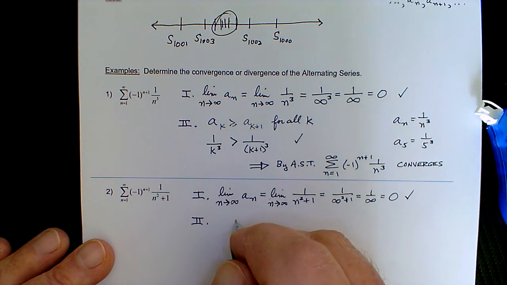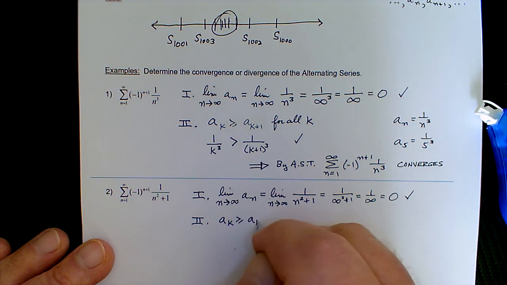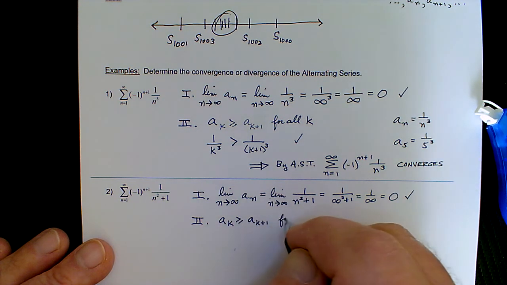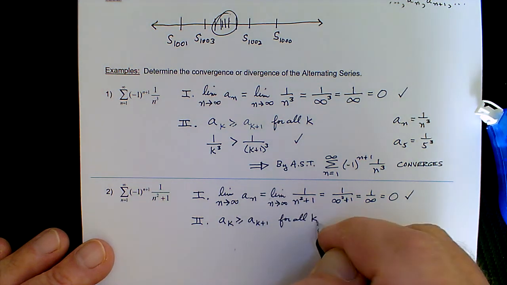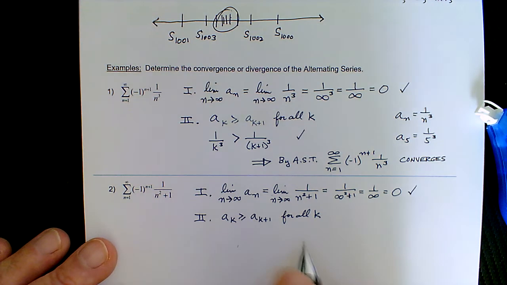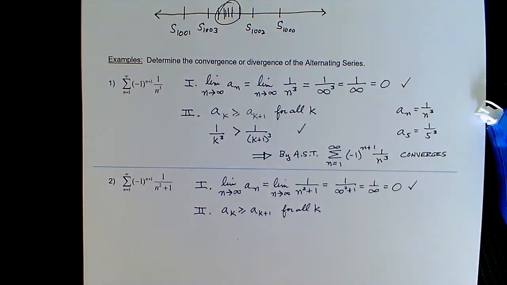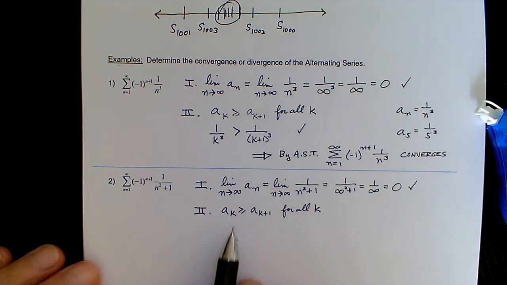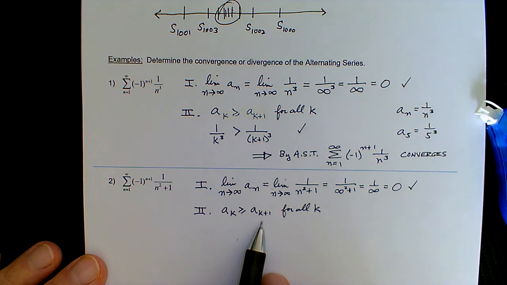And for the second condition, we have to show that a sub k is greater than or equal to a sub k plus 1 for all values of k. And again, the way to show that is just to show me that you understand what a sub k and a sub k plus 1 means.